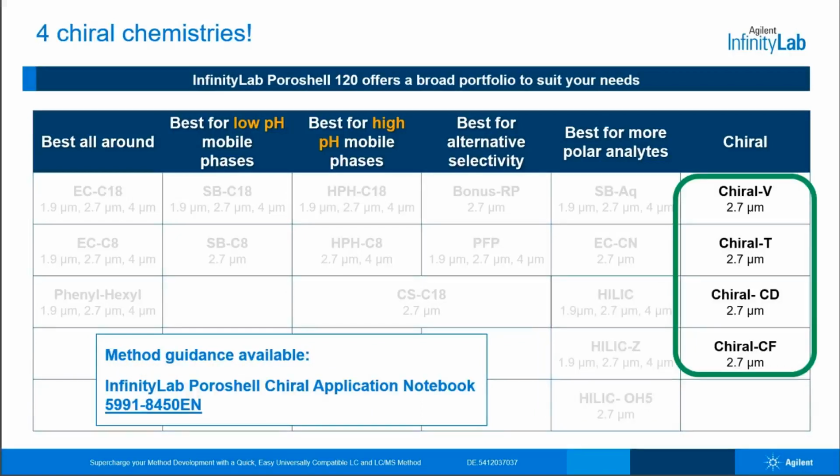And finally, the Poroshell 120 portfolio also includes 4 phases for chiral separations. We have a very detailed chiral application book. The publication number is referenced on this slide. Please check it out if you're interested in learning more about chiral separations and wish to see the extensive work that has already been done with these 4 phases.